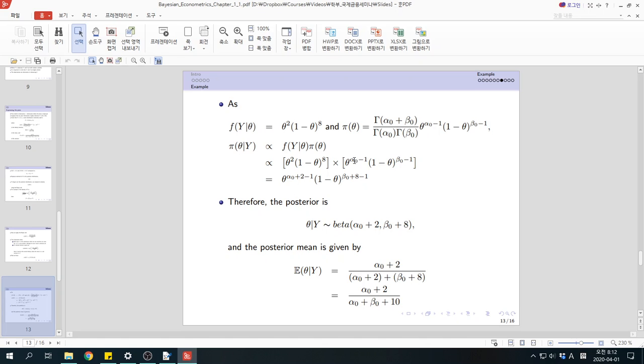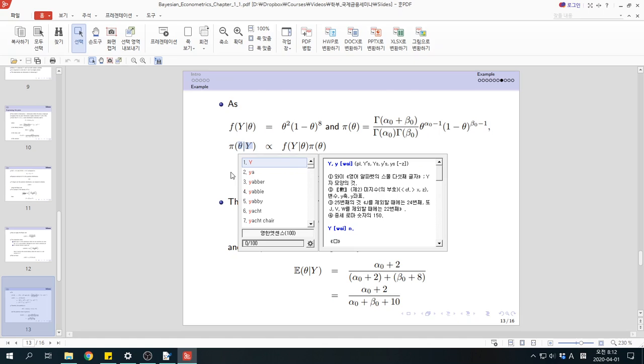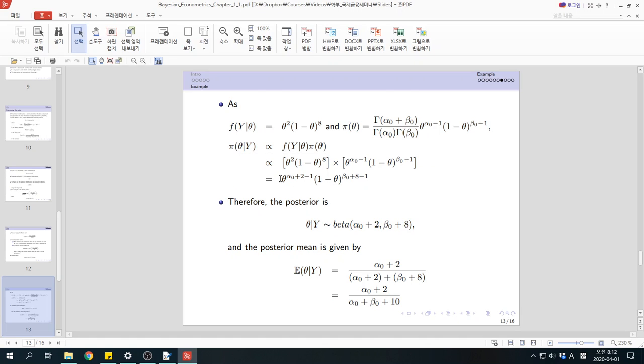Then you see that the exponent must be alpha 0 plus 2 minus 1, and beta 0 plus 8 minus 1. And this is the kernel of this posterior density. We are very familiar with this form. This is the kernel of the beta distribution. Let's compare to the kernel of the prior density. They are the same. The only difference is that here is alpha 0, and here instead alpha 0 plus 2. Here beta 0, and here beta 0 plus 8. This is the only difference.